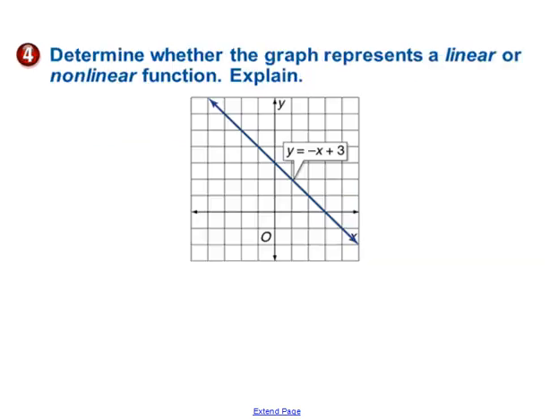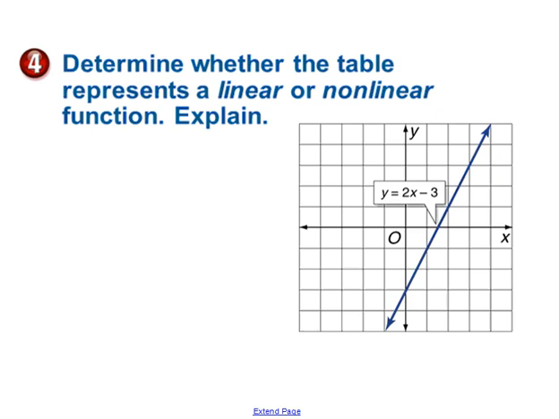Determine whether the graph represents a linear or nonlinear function. Straight line must be linear. So this is a linear function, and it can be written in the y equals mx plus b form. Looking at this equation, it's a straight line, so it's linear, and it can be written in y equals mx plus b form.